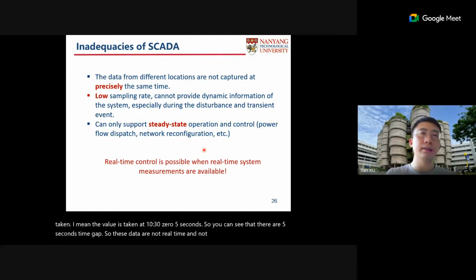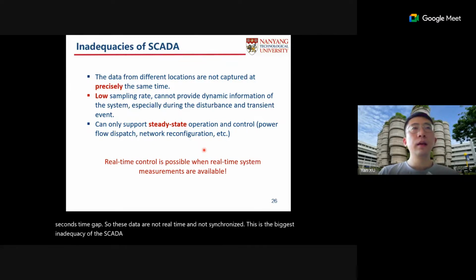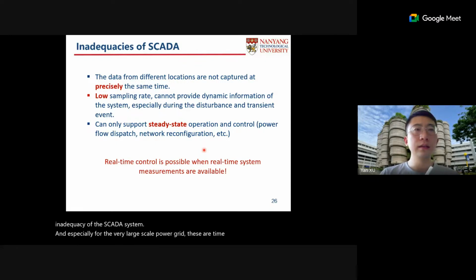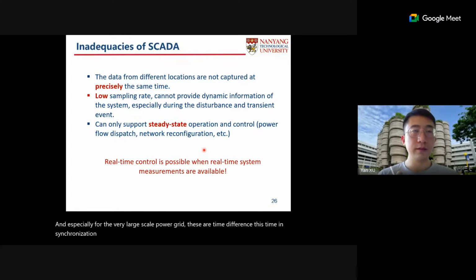This is the biggest inadequacy of the SCADA system. Especially for a very large-scale power grid, this lack of time synchronization will be inaccurate for system real-time state estimation or real-time analysis.